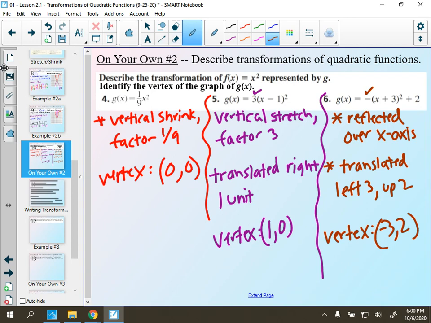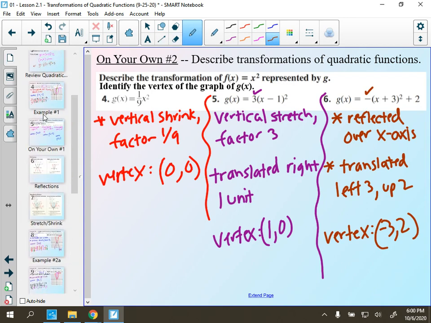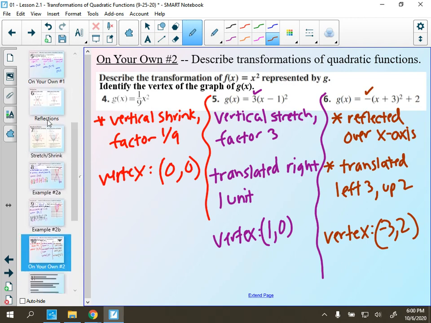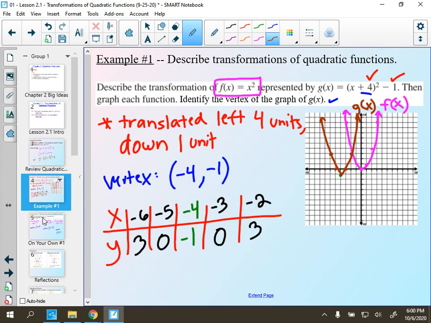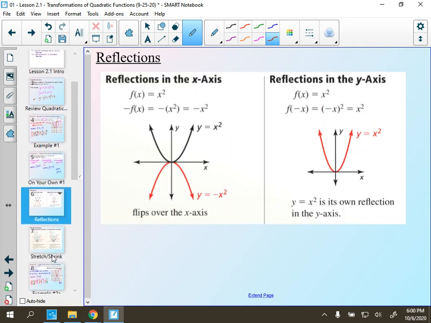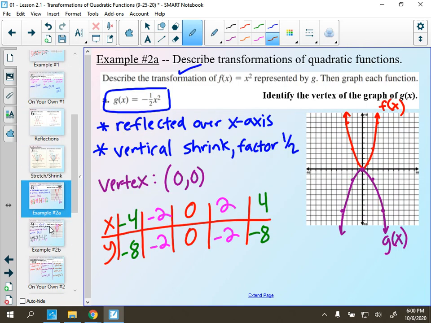All right, I definitely think we've covered that in detail. That's the first part of the lesson. Holy cow, look at all those slides. That is describing transformations of quadratic functions, making the graphs, comparing to the parent functions. Definitely go back, rewatch. I think we covered that one. We almost beat that one to death.